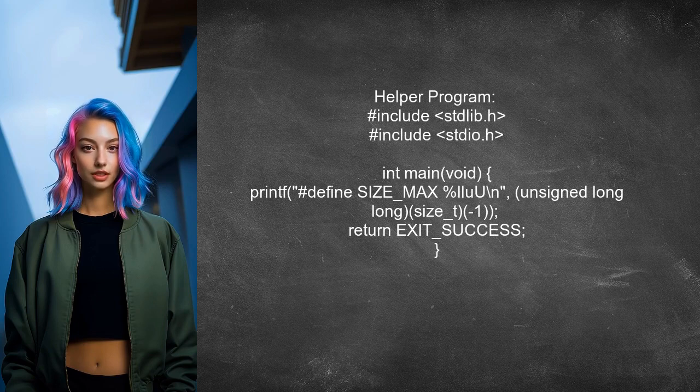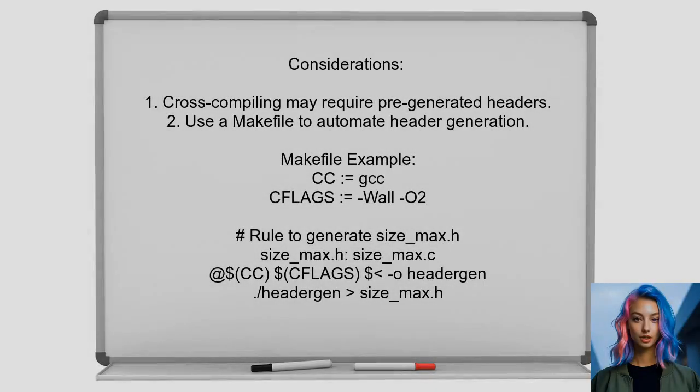If you need to generate this constant at compile time, you can create a helper program to generate a header file with the definition. The user also mentions that when cross-compiling, you may need to provide the header file through other means, such as pre-generated headers for known architectures. A makefile can help automate this process, ensuring the header file is generated before compilation.